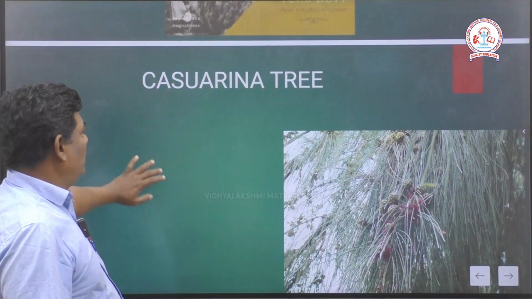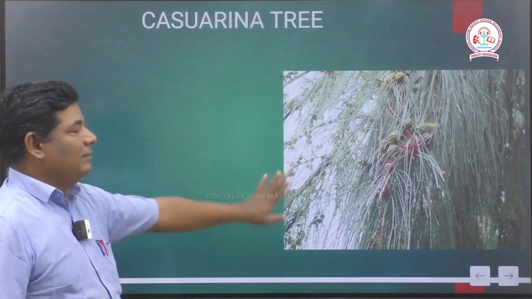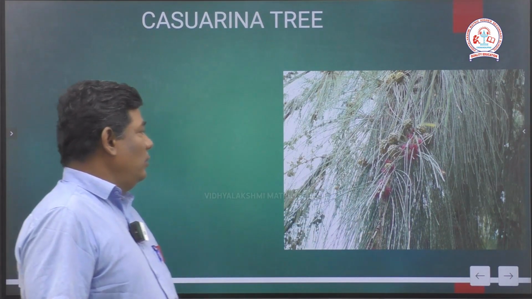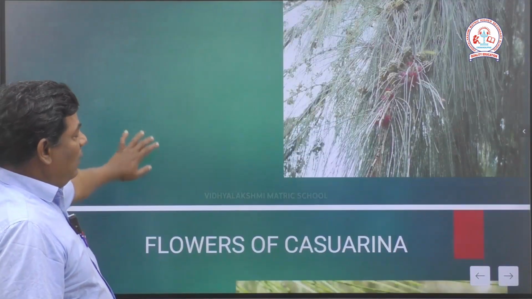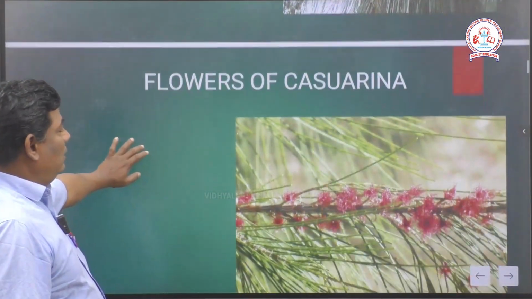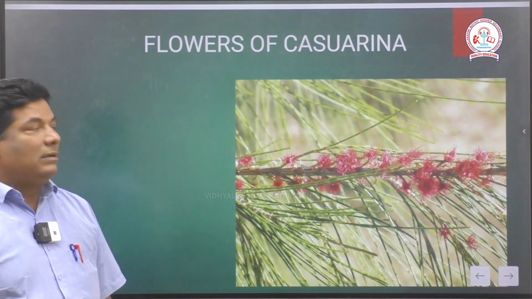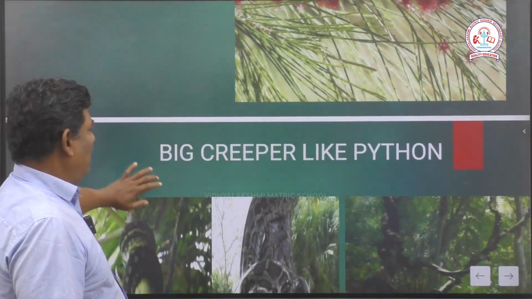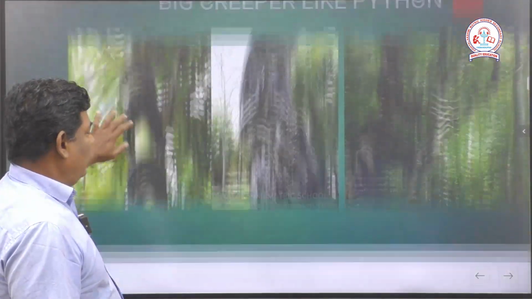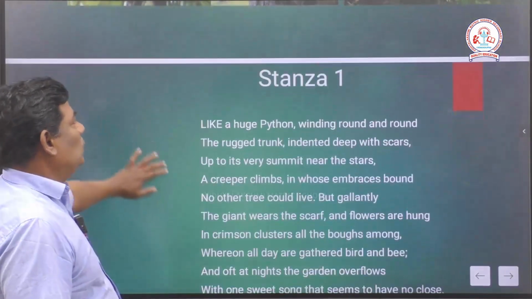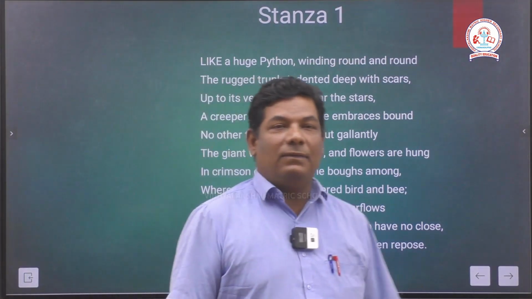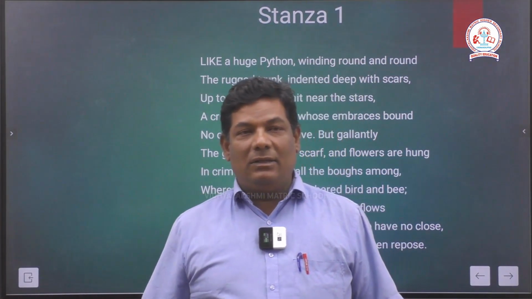The name of the poem is Casuarina Tree, and the picture is showing you the flowers. See, you have red flowers, crimson in color, and these are the flowers of the Casuarina tree. So creepers are there. Let us go to stanza 1. This poem comprises 5 stanzas. Let us discuss them one by one.